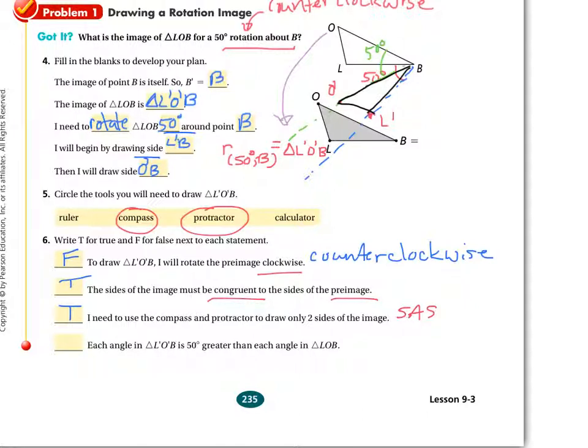And then finally, each angle in triangle L prime, O prime, B is 50 degrees greater than each angle in triangle LOB. Is that true or false? Are they exactly equal to the 50-degree rotation, or are they 50 degrees greater? What are the angle measures in the image and the pre-image? Are they equal or different? They're equal because it's rigid motion. So is this true or false? This is false.